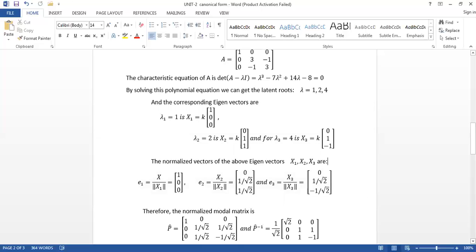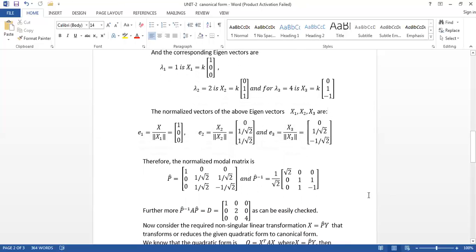So now write the normalized modal matrix. Take it as P cap. So P cap equals, this vector E1 you write as the first column, E2 as the second column, E3 as the third column. And just write P inverse. So P inverse equals 1 by root 2 times the matrix (root 2, 0, 0; 0, 1, 1; 0, 1, minus 1).